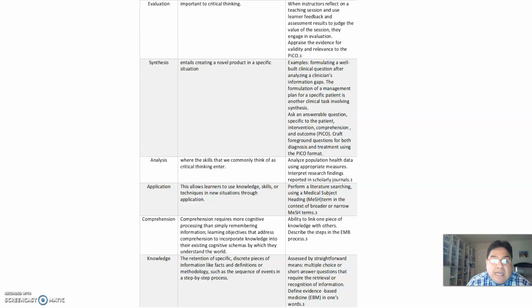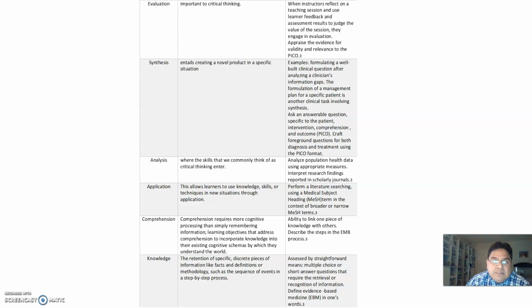The next category, application. This is where a learner is able to show their knowledge, skill, or techniques through a situation of application. An example that I found which is more applicable to us is where a student is asked to perform a literature search using the medical subject heading or MeSH, in which the context of using broader or narrow MeSH terms is needed.